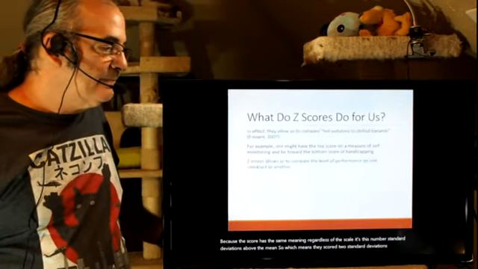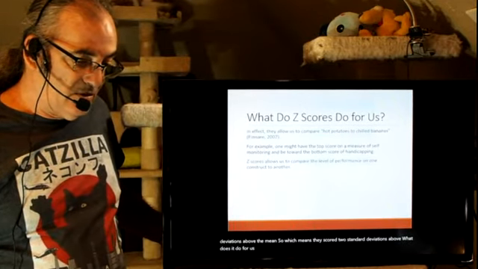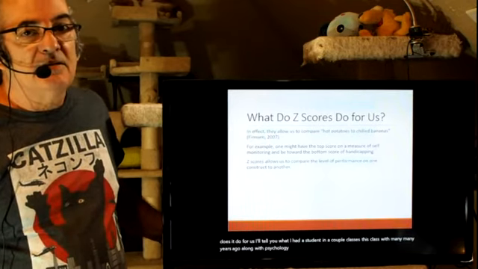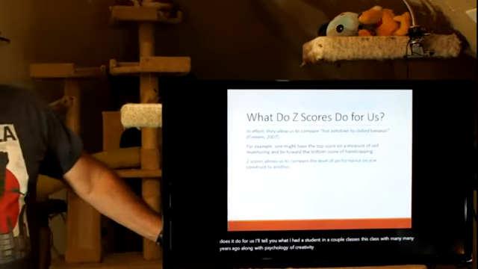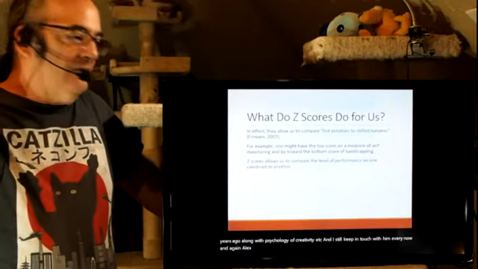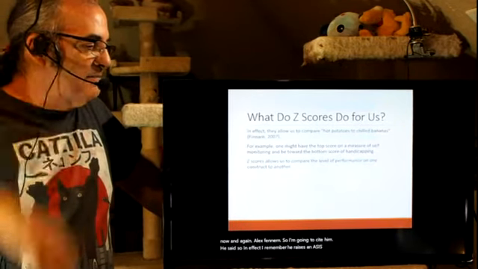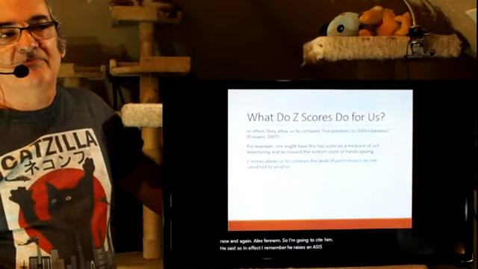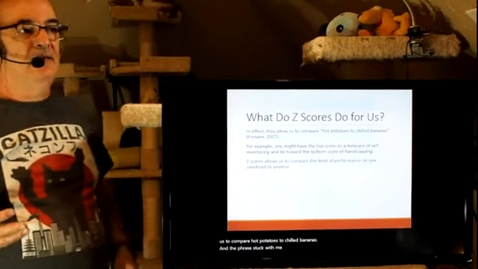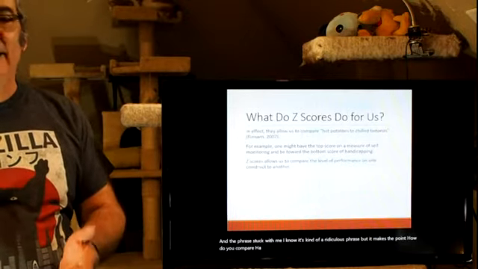What does it do for us? Well, I'll tell you what. I had a student in a couple of classes many years ago, along with psychology, creativity, and so on. I still keep in touch with him every now and again, Alex Finarn, so I'm going to cite him. I remember he raised his hand and said, in effect, z-scores, what do? They allow us to compare hot potatoes to chilled bananas. That phrase stuck with me, and I know it's a ridiculous phrase, but it makes the point. How do you compare hot potatoes to chilled bananas? Well, you convert them to z-scores, and then you can readily compare them.